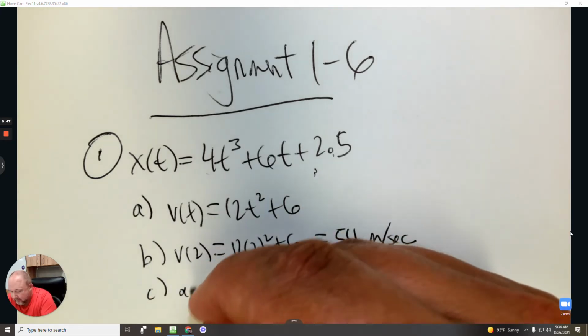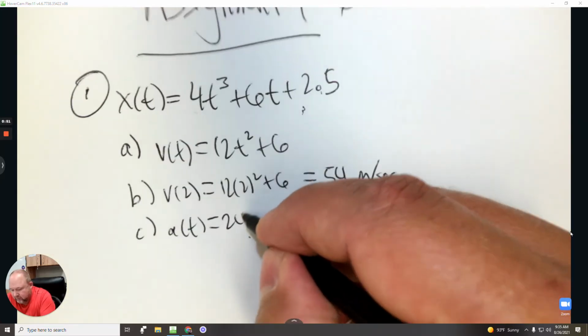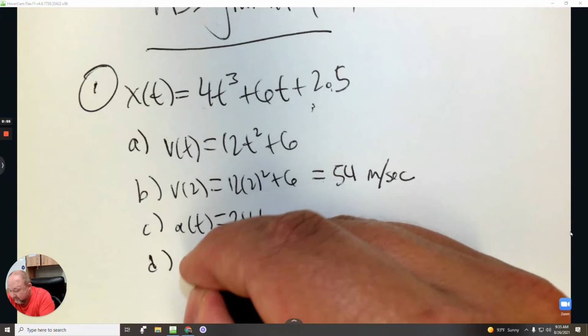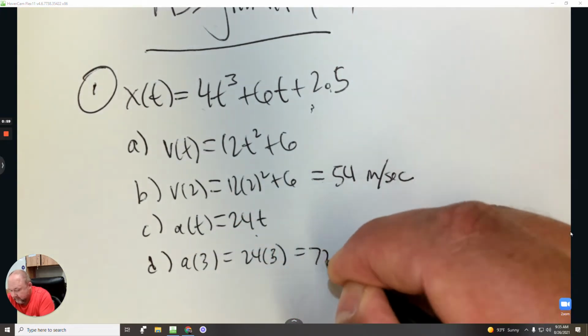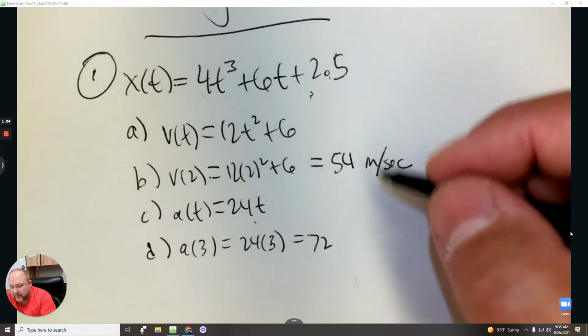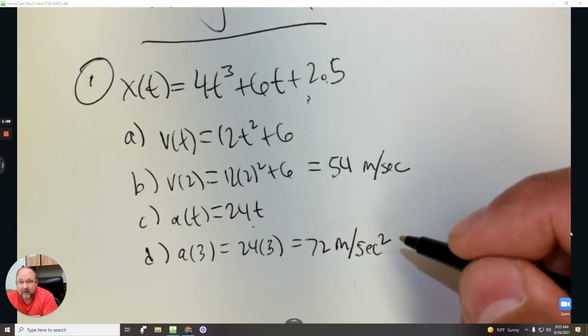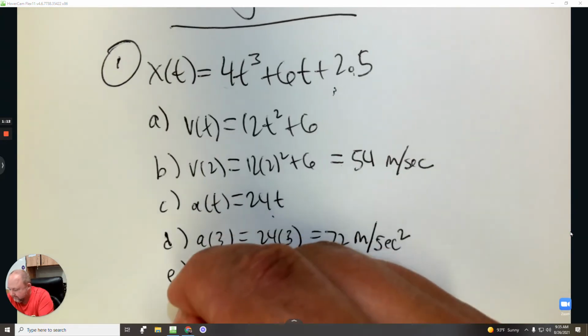Find the acceleration of the function. That's the derivative of the velocity. That's 24t. Find the acceleration at 3 seconds. So then we plug in 3. 72, and make sure that we write acceleration properly. So acceleration is written as meters per second squared. It is meters per second, the change in velocity over the change in time.